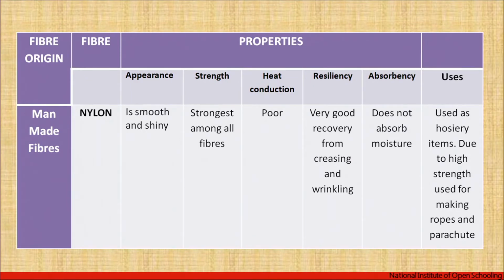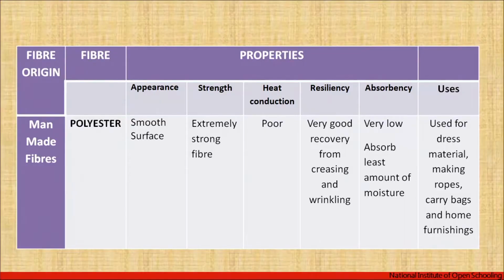Nylon is a filament fiber which does not wrinkle easily. It does not absorb moisture, so it would be very difficult to dye a nylon fiber. It is used as a hosiery item due to its high strength, and for making ropes and parachutes. Have you heard about nylon stockings, parachutes? We have tires, we have ropes made up of nylon fiber.